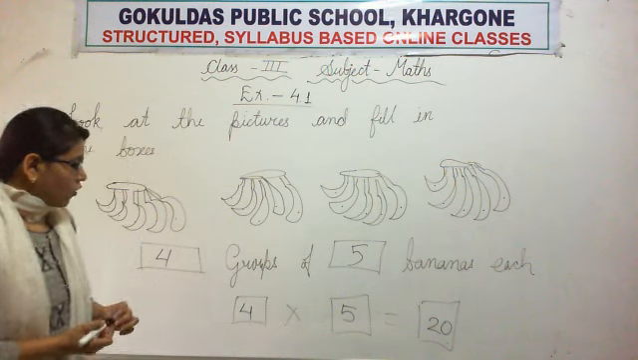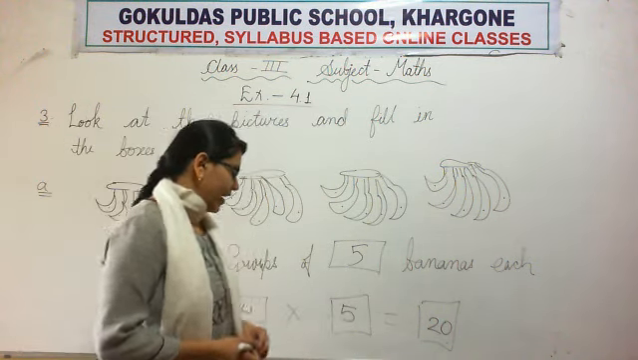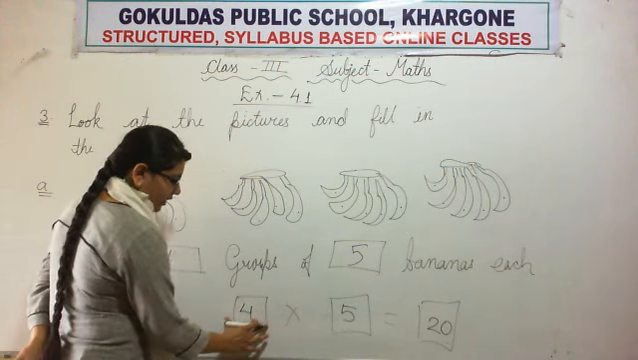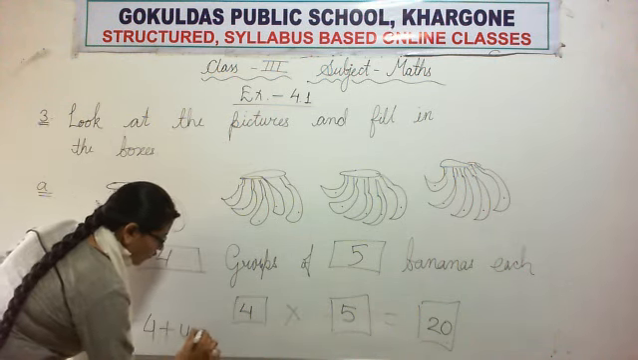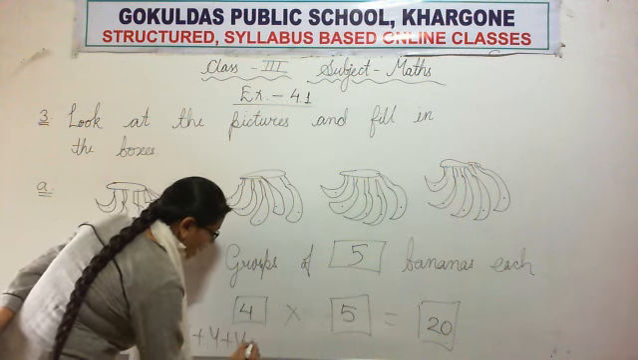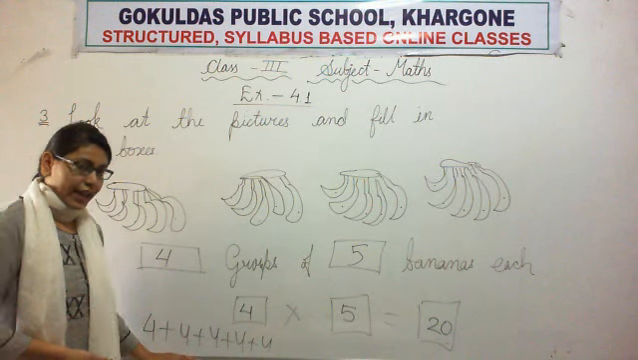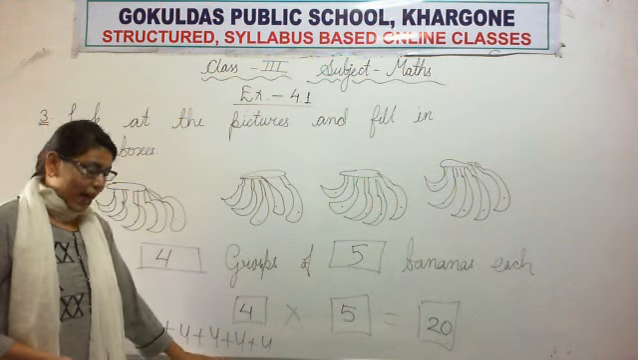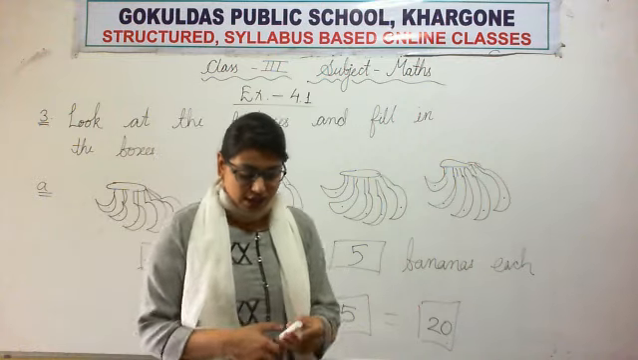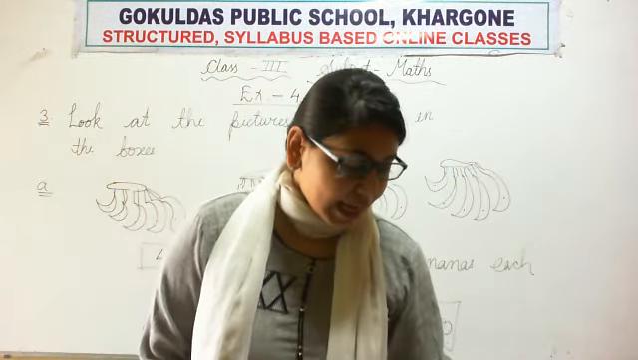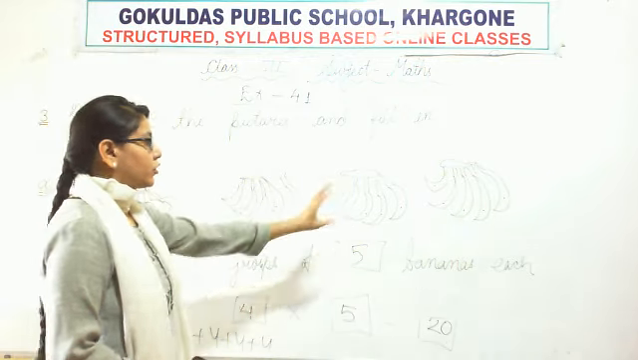So 4 into 5 is equal to 20. Or we can read it like this: 4 times 5. 4 plus 4 plus 4 plus 4 and plus 4. 5 times 4. So 4 plus 4 is 8. 8 plus 4 is 12. 12 plus 4 is 16. And 16 plus 4 is 20. So this is how we got 20 by repeated addition, or putting them all together.